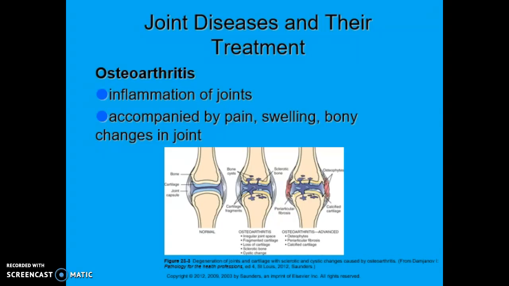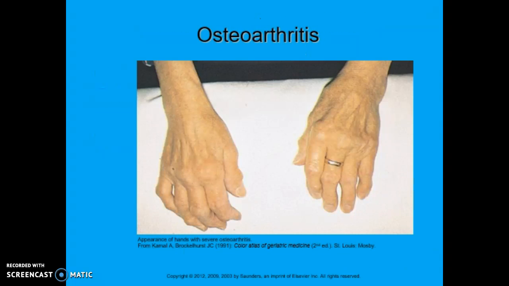So osteoarthritis, there's an inflammation of the joints, and it's accompanied by pain, swelling, and bony changes in the joints. And you can look at figure 23.3 in your book more closely. That's right here. So osteoarthritis, you can see here in the photograph. If you look closely, you can see here the swelling and the changing in the fingers. And again, this will also be found in your book.